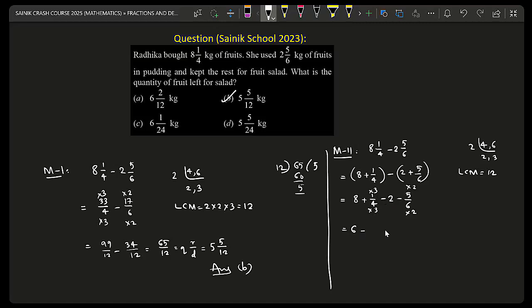Otherwise, let's write it once again. 3 by 12 minus 10 by 12. This we got, right? Then we can write 6 minus 7 by 12, isn't it?